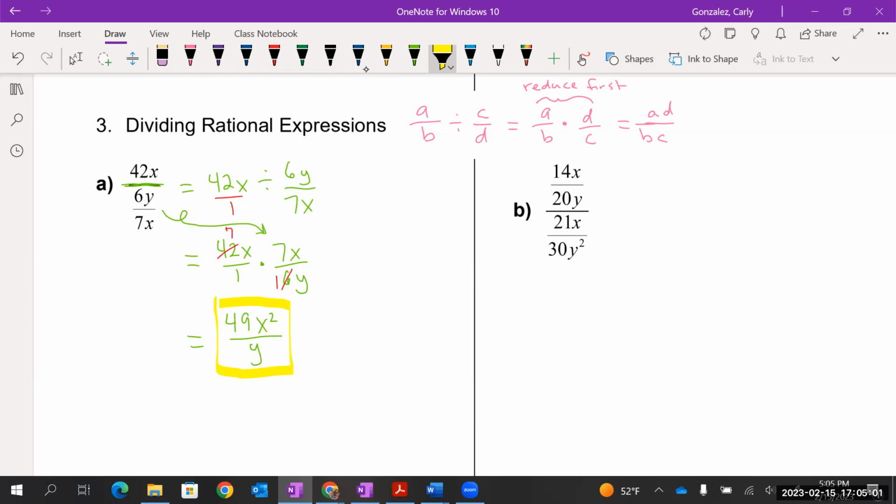Okay, now for B. And this is a great time where you may try and pause, try this next one on your own, see how it goes. So let's take a look.